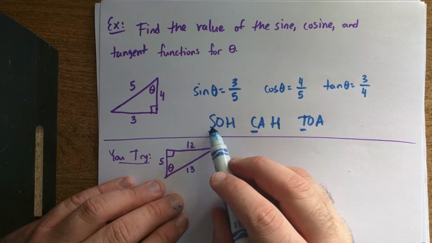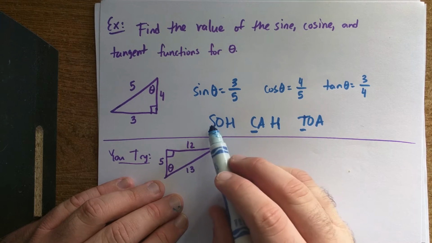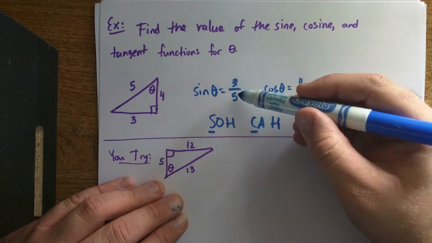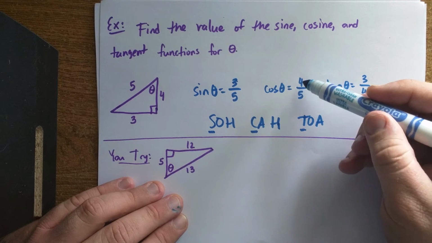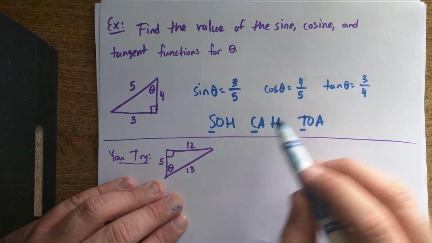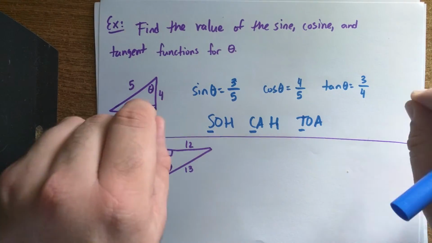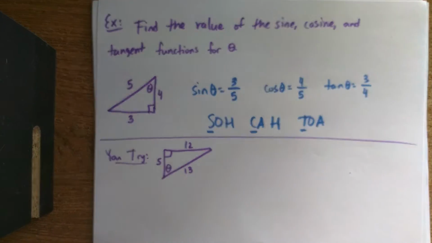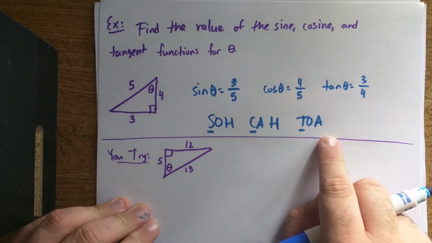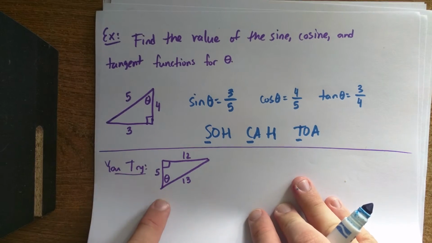And so what I have here is a reminder saying sine is opposite over hypotenuse. See what I'm saying? Sine is opposite over hypotenuse. Cosine is adjacent over hypotenuse. Tangent is opposite over adjacent. SOHCAHTOA. If you can remember that, it makes remembering all this stuff that much easier. So try to remember this. SOHCAHTOA. It's okay. And then try this one yourself, and let's see if you get it right in class.